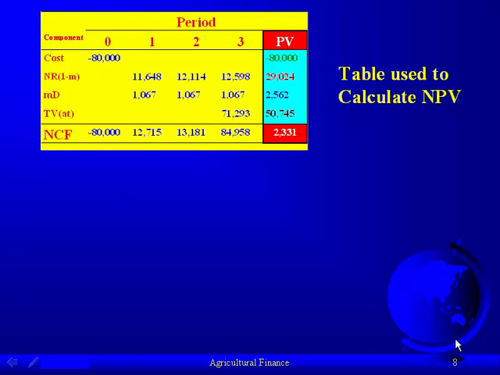If you go back in your notes, looking at how to incorporate inflation and risk in calculating the net present value, you will see this chart. And you'll recall that the net present value was $2,331 for this irrigation system. It was a profitable investment. From a standpoint of being profitable, we'll say yes. But what about its liquidity? What about its financial feasibility?